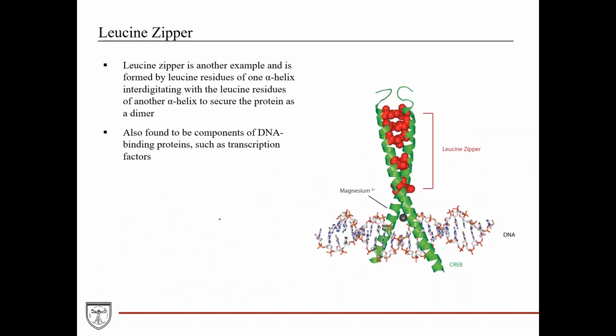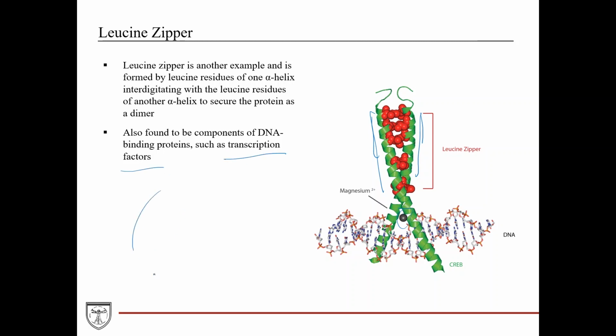Leucine zippers are another example, formed by leucine residues, as you see here in the red spheres, of one alpha helix interdigitating with the leucine residues of another alpha helix. So you have two here and here, and these interdigitate and form what's called a dimer. You can see that here. One alpha helix here, one alpha helix here, and they're combining together. There's a magnesium here that's coordinating them together. These are also found as components of DNA binding proteins, such as transcription factors.